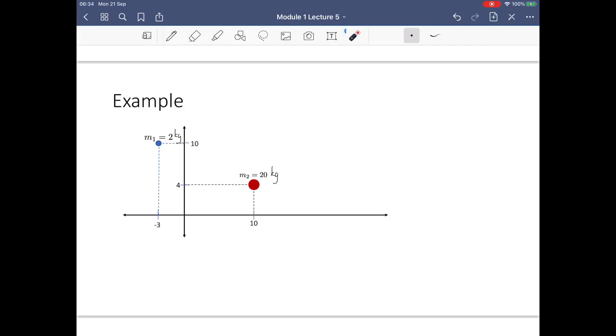Now, how are you going to find the center of mass of this system composed of the blue one and the red one? Okay, let us first start by finding xCM, the center of mass position in the x direction.